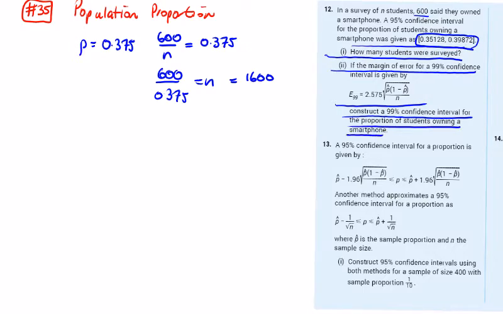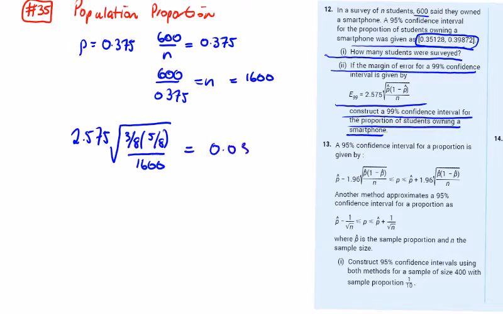Okay, well, we just fill our values in. It seems a little bit silly, but that's what we're asked to do here. 2.575 by the square root of, when we do 3 over 8 it's easier, 3 over 8 by 5 over 8 divided by 1600, and that's going to give a value of 0.03116, so 0.0312.